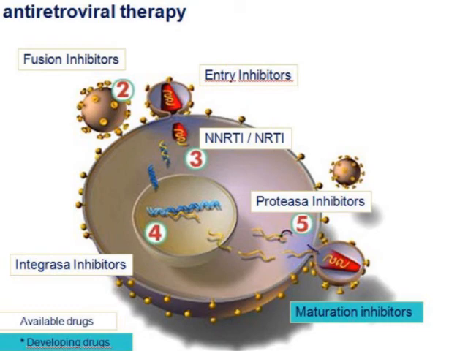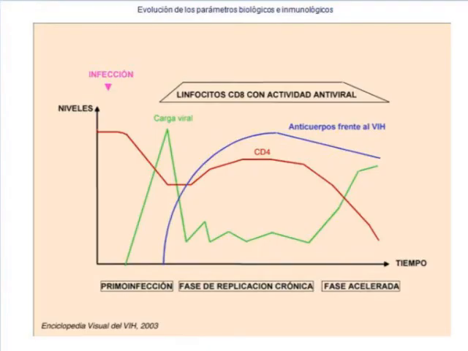In this image, the blue line describes the level of the antibodies which are going to deal with the AIDS. The green one gives us information about the viral load, and the red one shows the CD4 cell level. In the time axis, we can see the three phases: the start of the infection, the chronic replication period, and the accelerated phase of the infection.